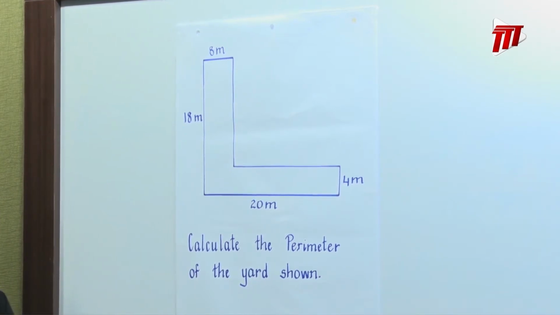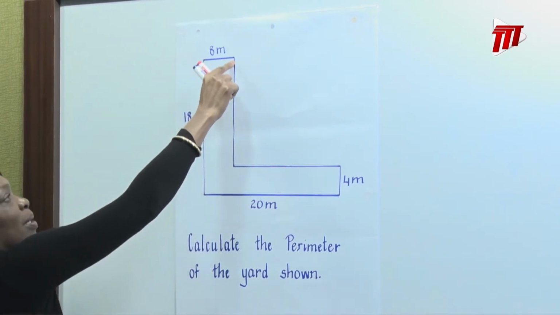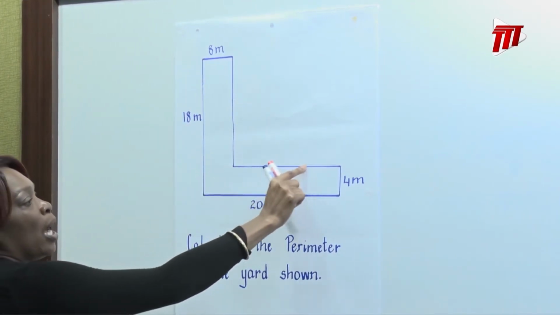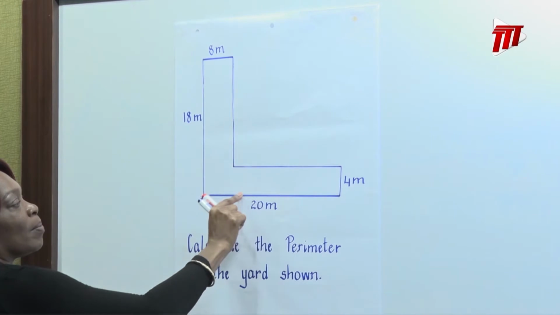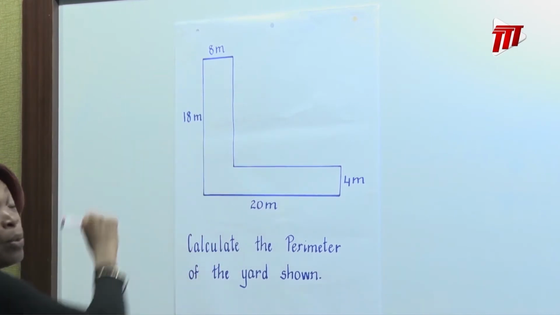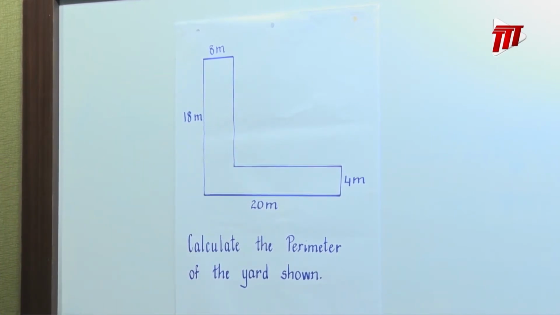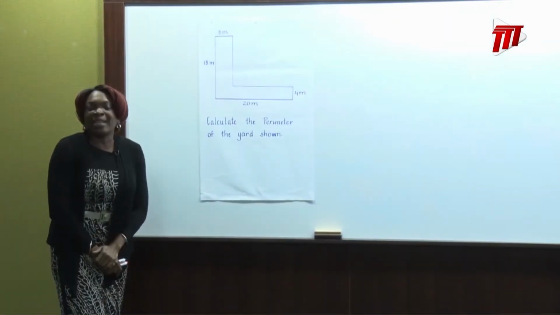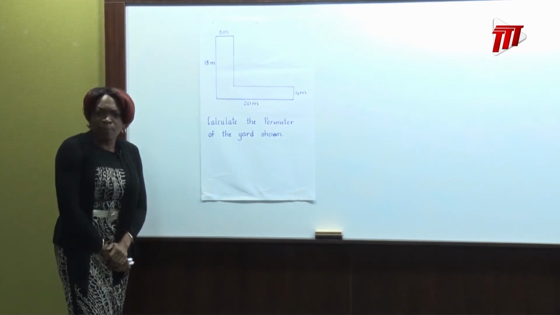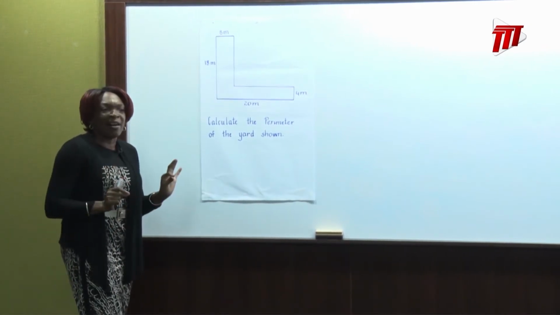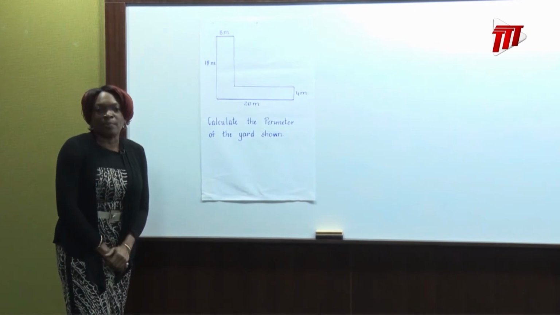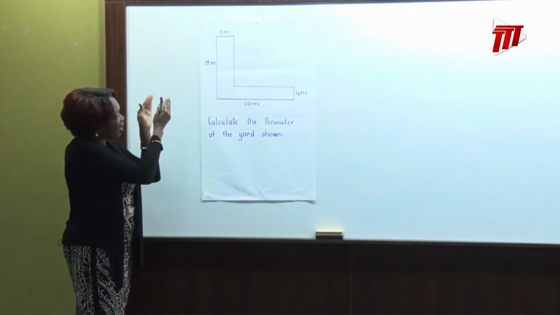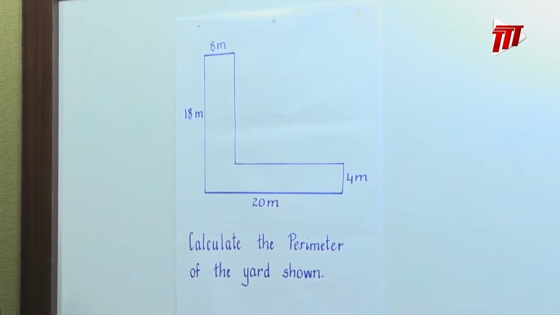What are we focusing on? I know you have it now. We are looking at the distance around. Are you with me now? But before we can calculate the perimeter of this yard, I am seeing something that is missing. Are you seeing it too? We do not have all the dimensions given. Can you see which parts of the compound shape have no dimension given?